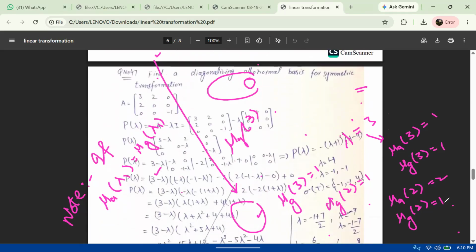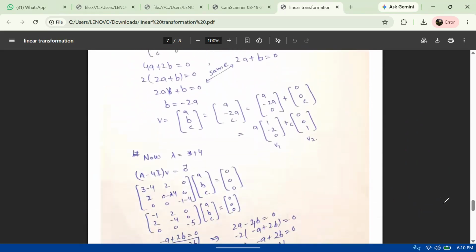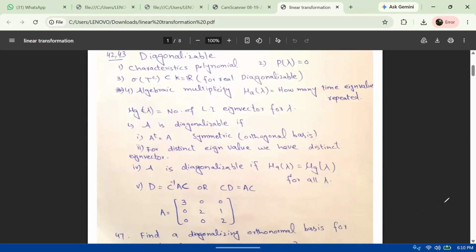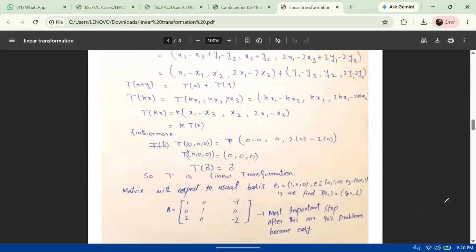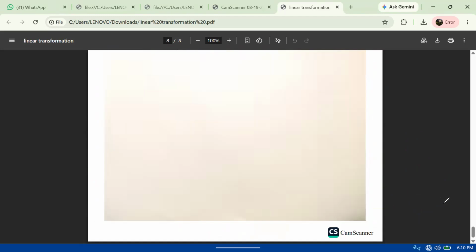Now I am going to discuss question number 47, which is the diagonalizable orthonormal basis. It's just the same as the question we have done above. So look here, just look here. This one is your diagonalizable matrix. I think I will teach you this diagonalizable basis tomorrow.